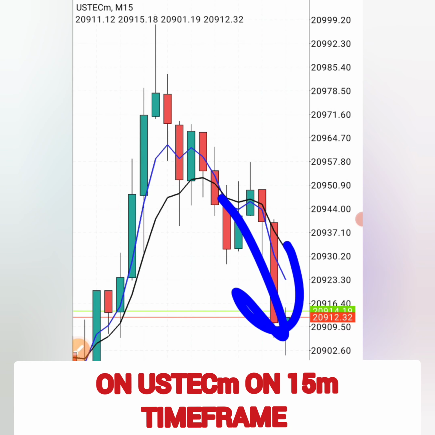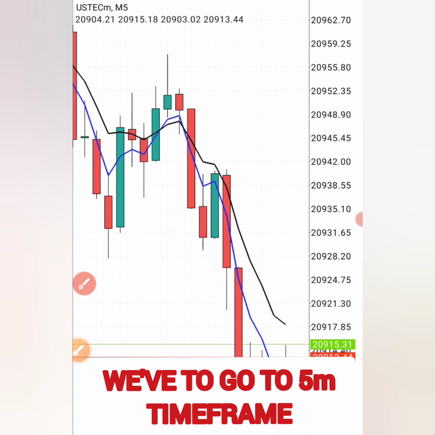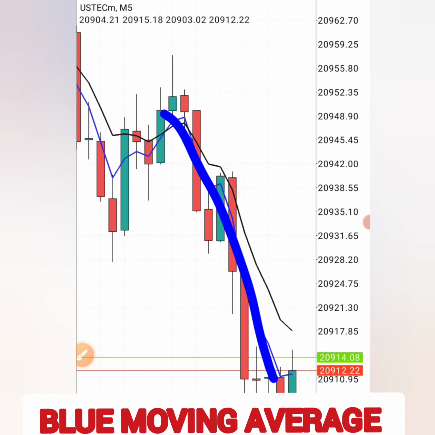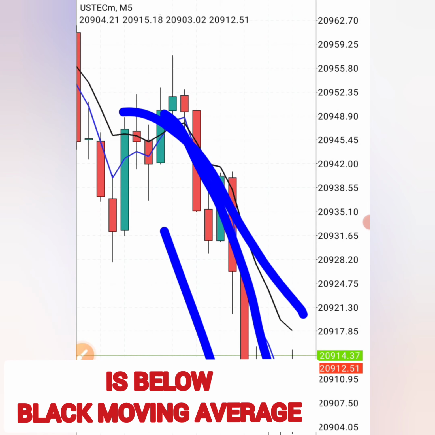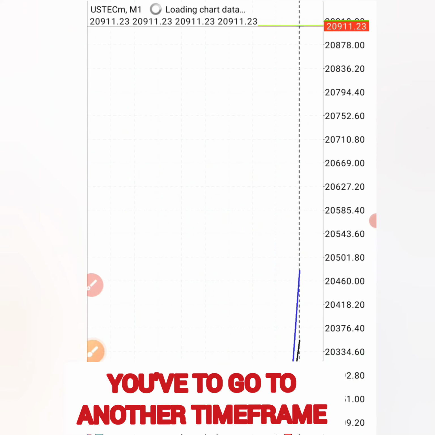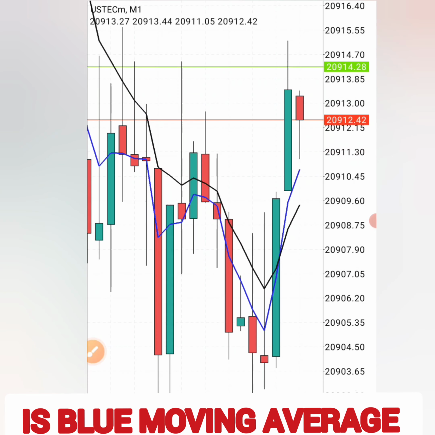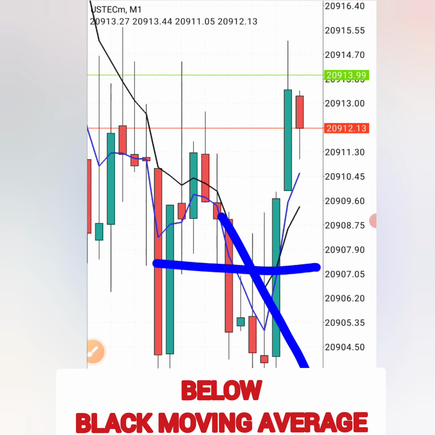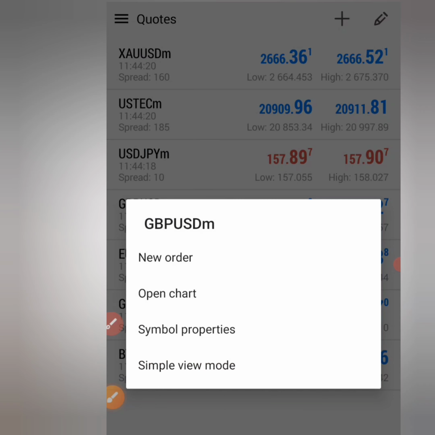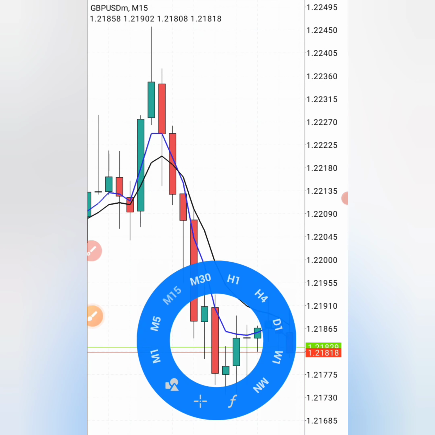Right here on the 50-minute time frame, the market is going down, which means we have to go to the 5-minute time frame. And also on the 5-minute time frame, very clear, the blue moving average is below the black moving average, which means we are now in a downtrend. Then from right here, you now need to go to the next time frame, which is the 1-minute time frame. Also confirm, is the blue moving average below the black moving average? No, which means you don't need to choose another pair. We have to be patient going through all the pairs until we find one which meets everything.